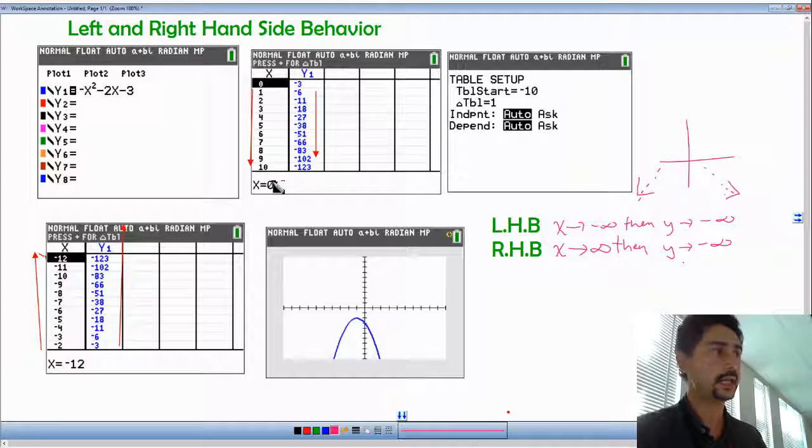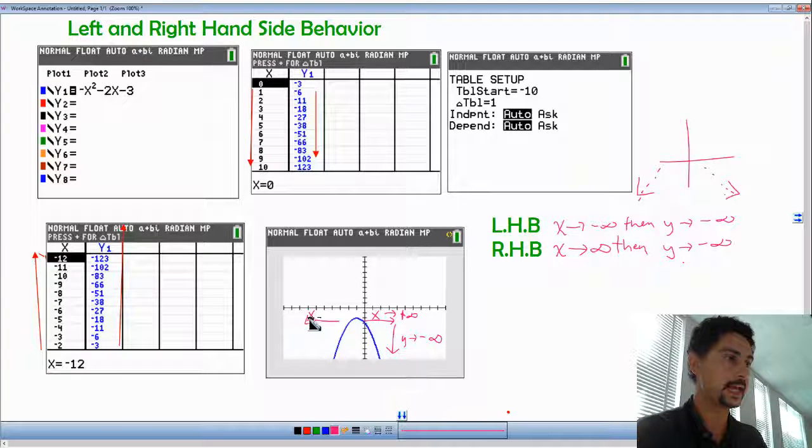And after we've analyzed these two tables, you can just hit the graph feature, and you'll see there's a parabola, and it makes perfect sense. When you look at the picture, as x is going to positive infinity, y is going to negative infinity. And then when you look at the other direction, as x is going to negative infinity, y is also going to negative infinity.